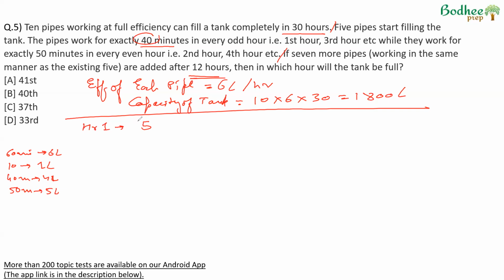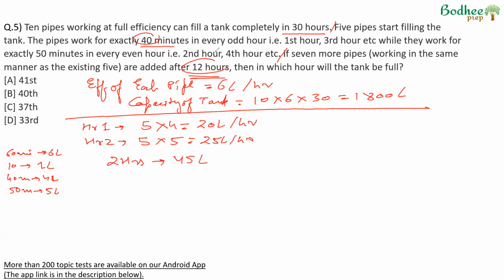So in hour 1, the 5 pipes will fill 4 liters each, that is 20 liters. In hour 2, the 5 pipes will fill 5 liters each, that is 25 liters. Therefore, in 2 hours, 45 liters gets filled. This happens for 12 hours, so we multiply this by 6. In 12 hours, 6 times 45 is 270 liters filled.